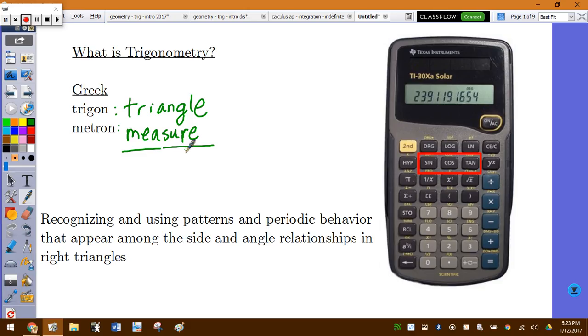But really, what is trigonometry? Like all math, it deals with recognizing and using patterns, and also periodic behavior. Something sort of special about trigonometry is this idea of being periodic, meaning every so often things start to come up again. And we'll see that in action in a couple of days. Periodic behavior appears among the side and angle relationships in right triangles. So recognizing structure and behavior and patterns and then applying them in both pure math and applied math contexts. So let's go ahead and dive into some of the background you'll need to better understand trigonometry.